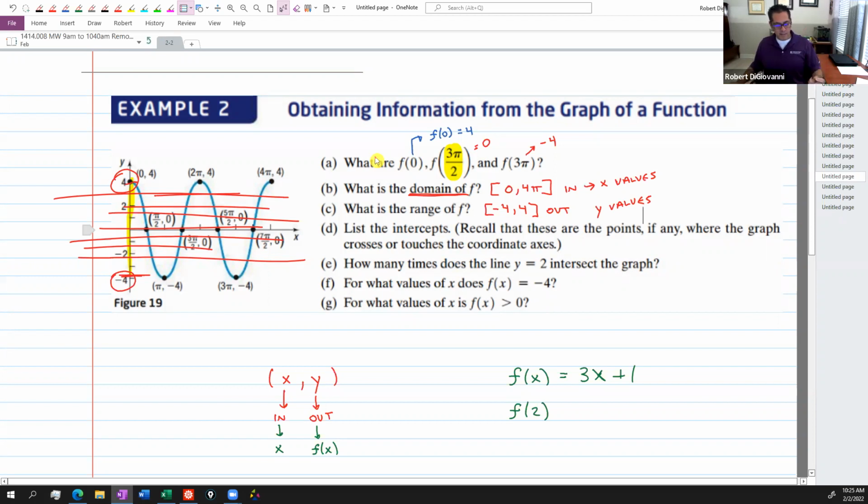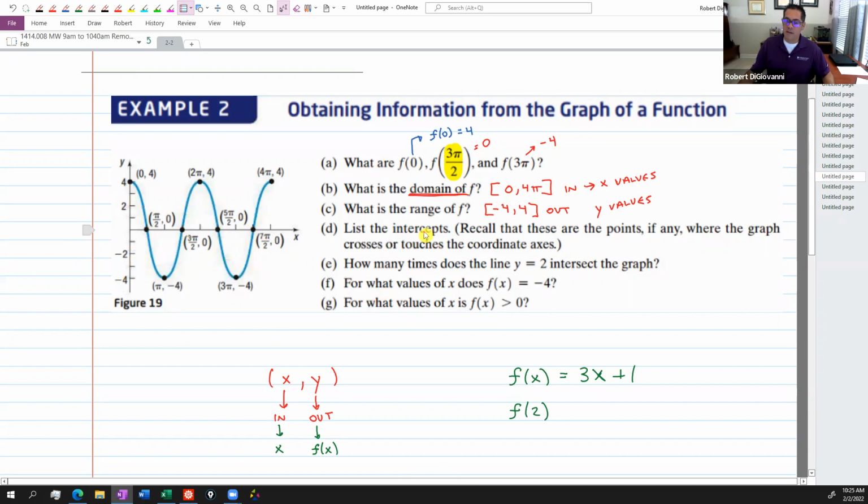For D, what we're asking for is all the intercepts. That's anywhere that our graph touches either the x or the y axis. So I'm going to just start with this point right here in red. This point is our y-intercept, because that's where our graph hits the y-axis. It's the point (0, 4).